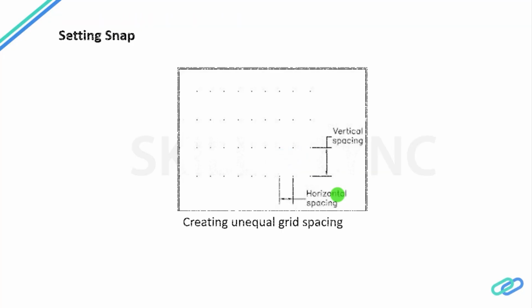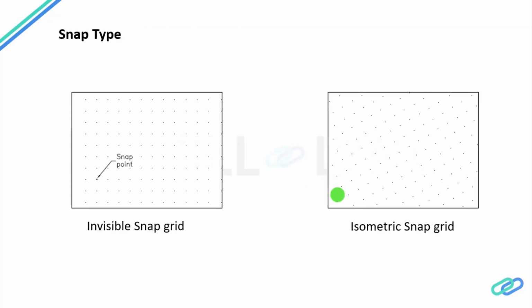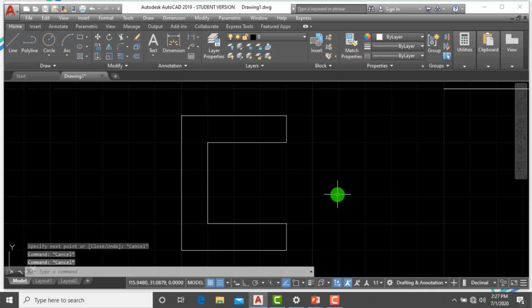The next topic is about the isometric snap grid. You have basically learned in your engineering drawing classes about the orthographic. Isometric is something where iso means same, and metric means measurement.